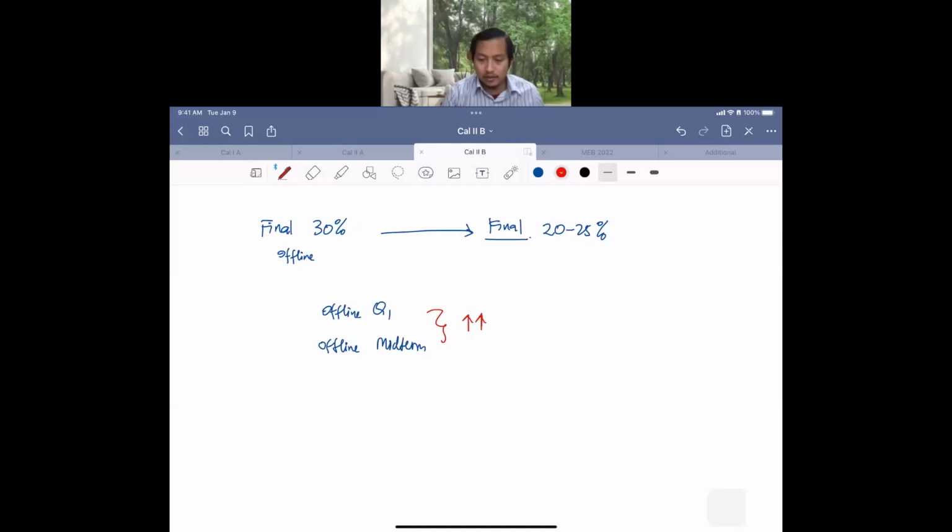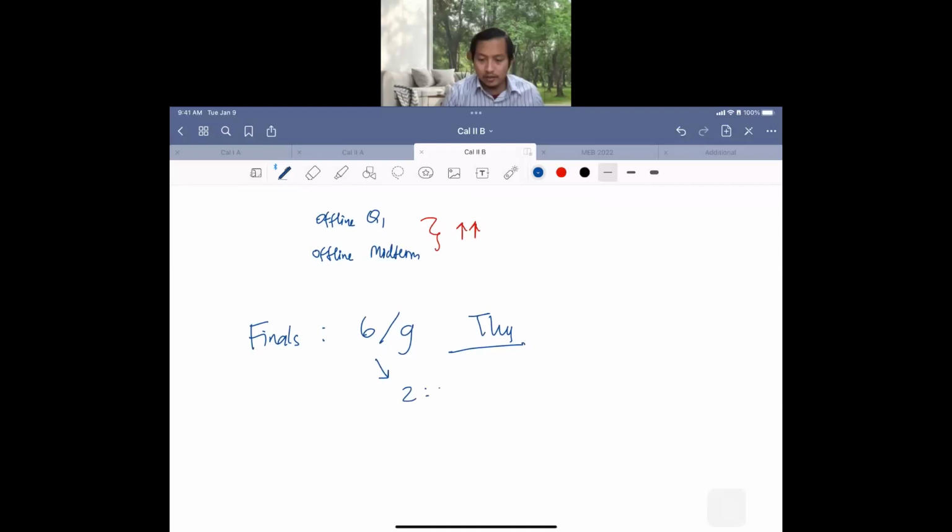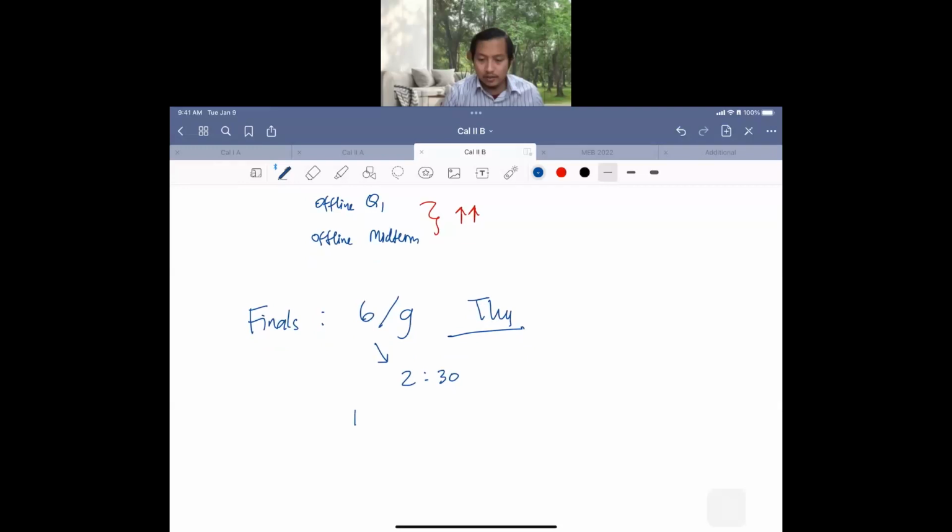Okay, and regarding the finals, I want to give you some explanation of what we are doing in the finals. Let me just rewrite the date. The date 6th, it means June 9th, so Thursday. We'll have a final of at least 2.5 hours, 2 hours 30 minutes. Suppose it starts from 1:20 p.m. and ends around 4.